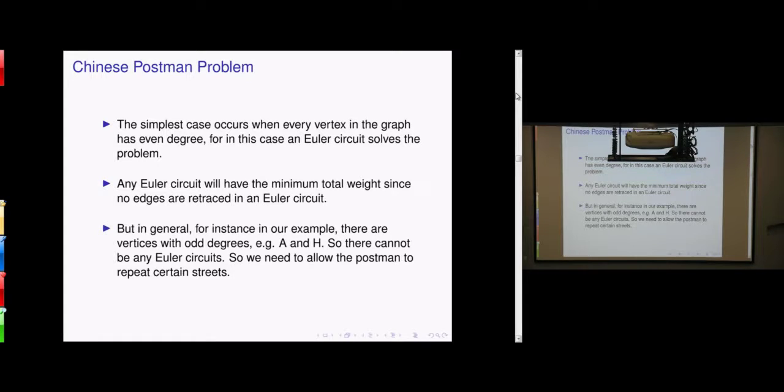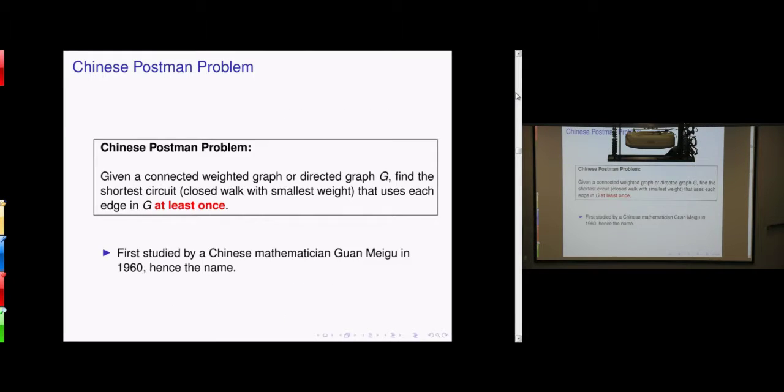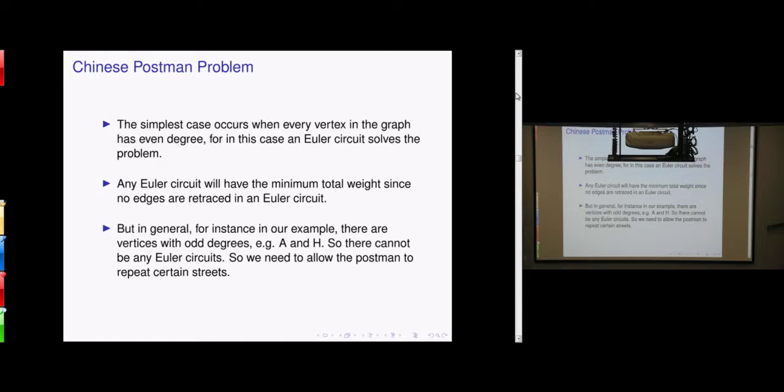But in general, for instance, in our example I just showed you, there are vertices with odd degrees. For example, in this graph, A and H have degree 3, right? So there can't be any Euler circuits. So we need to allow the postman to retrace or repeat certain streets. Otherwise, there's no way. It's impossible.